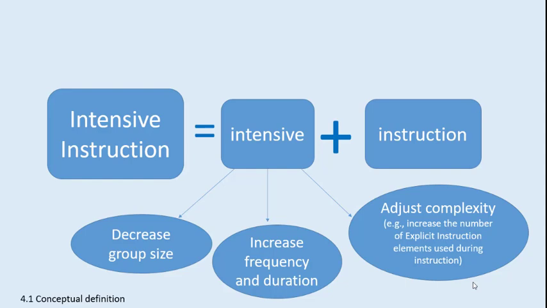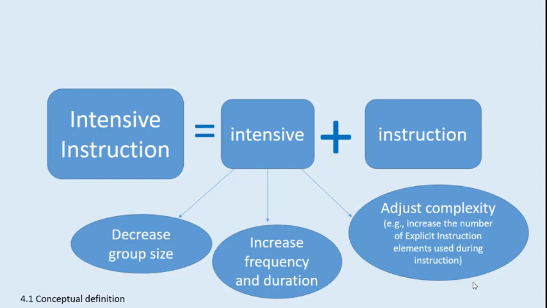First, the teacher decreases the group size. For example, small group instruction changes to one-to-one instruction. Next, the teacher increases the frequency. For example, the number of sessions per week adjust from 3 to 5. And duration. For example, a 20-minute lesson becomes a 45-minute lesson. Finally, the teacher adjusts complexity. In this case, complexity refers to the number of explicit instruction elements used during instruction.